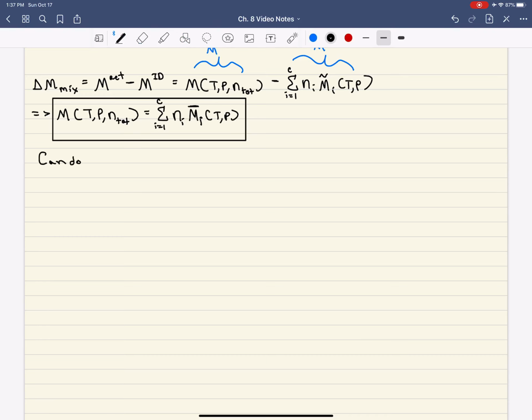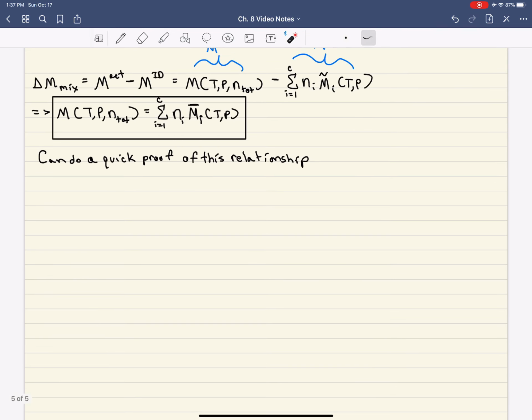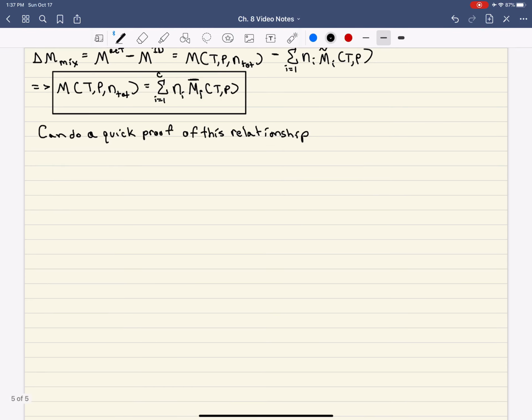And what we want to do is at least go through the logic of this relationship. And so we're going to do a quick proof of this relationship. Okay. So we want to show why this relationship is true. Okay. All right, and so for our proof, what we're going to do is consider a mixture made up of C number of chemicals, or C components.